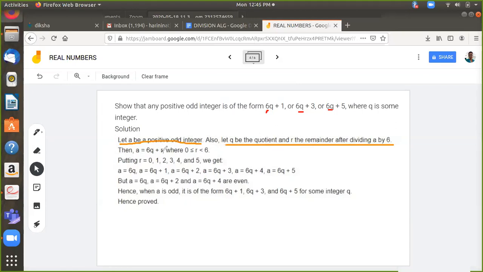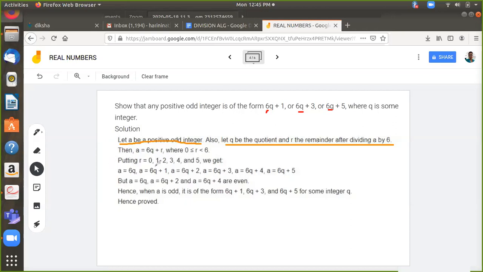And when I applied the lemma, I know my r should always be greater than or equal to 0 but less than 6. Who decided the 6? Because 6 is the divisor. So if your r has to fall between 0 and 6, what are the values r can take? It can take 0, 1, 2, 3, 4, 5 and not 6 because it should be less than 6. So only these 6 values can be taken by r.